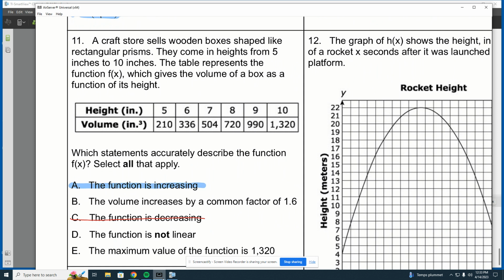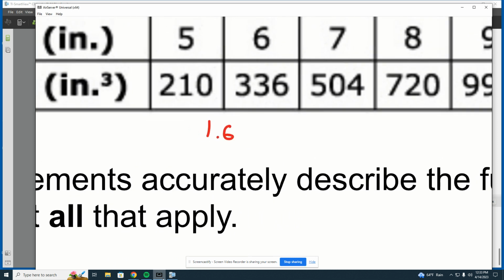But B says the volume increases by a common factor of 1.6. What does that mean to be a common factor? Y'all remember? Yes, it means it's being multiplied by that same value over and over again. So I check that. I go to my calculator. Do 210 times 1.6. What is 210 times 1.6?